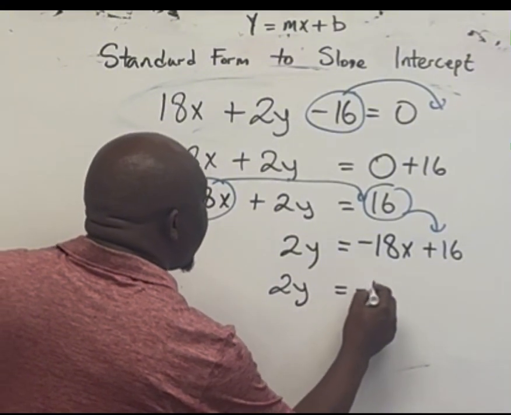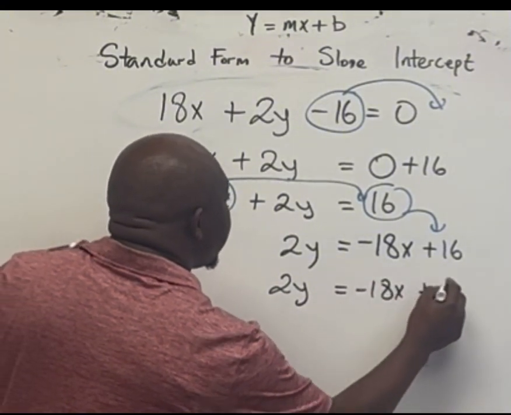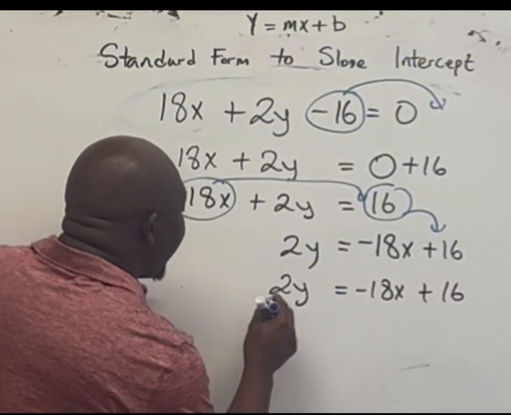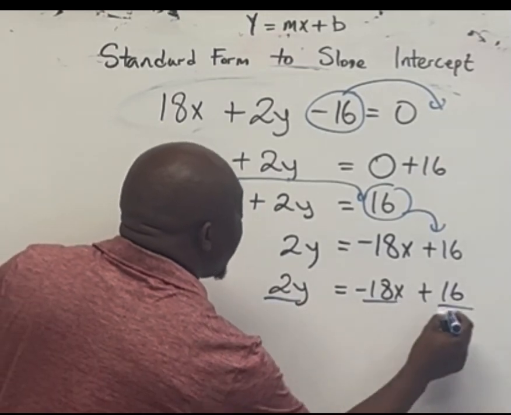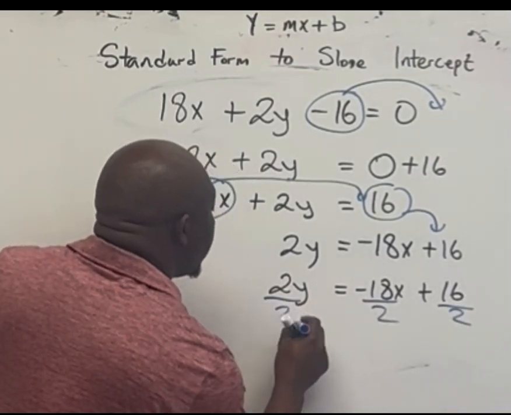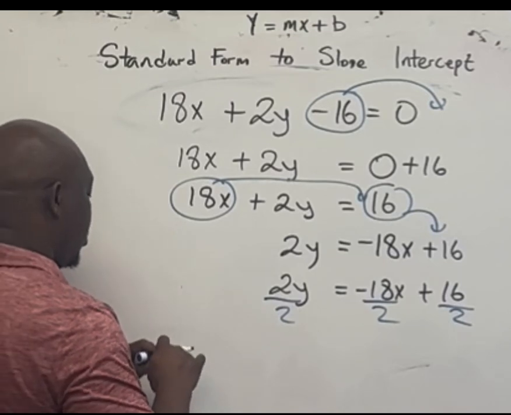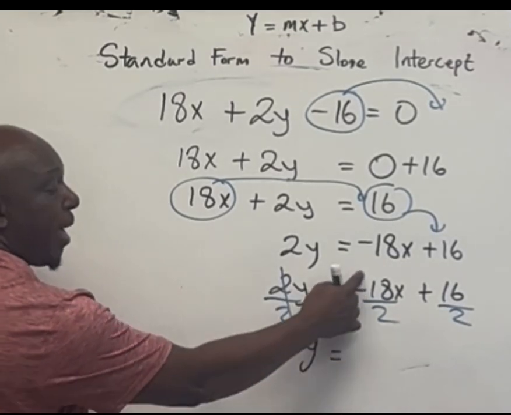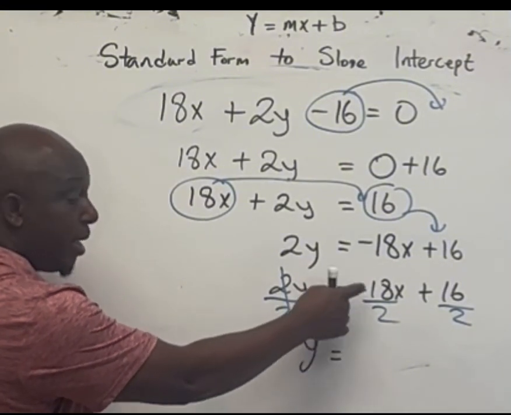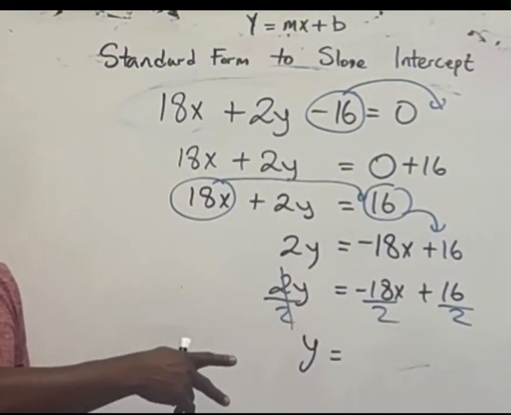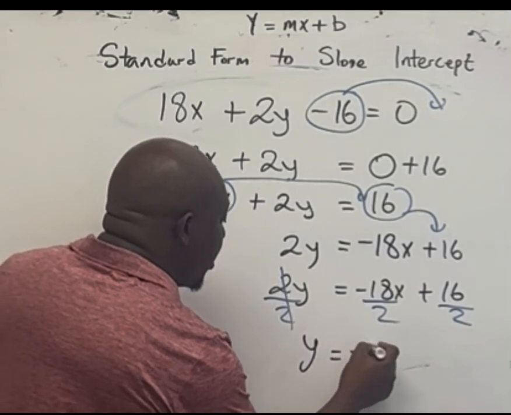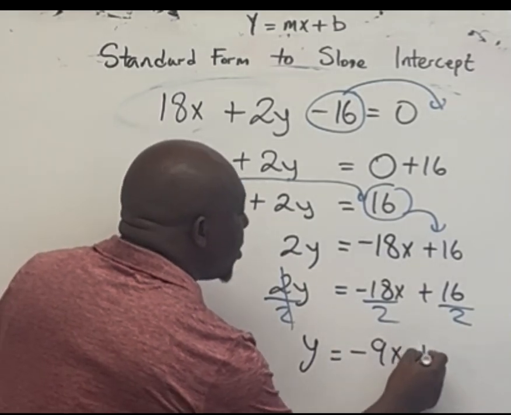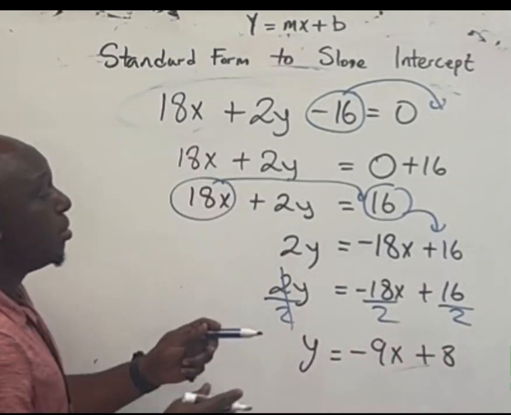2y equals negative 18x plus 16. Divide everything by what? 2. Y by itself. Can we simplify this one? Yes. This one doesn't have to stay as a fraction. Negative 9x, and then the other one is plus 8. Now we're done.